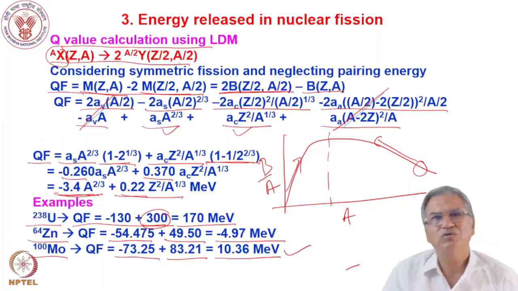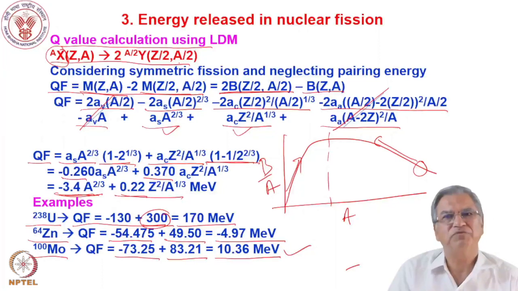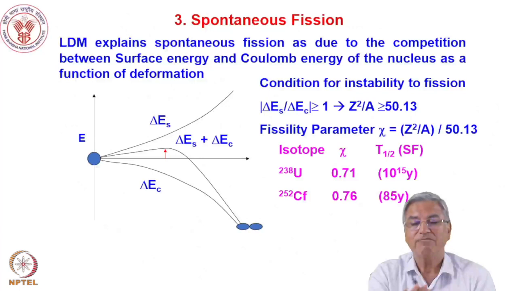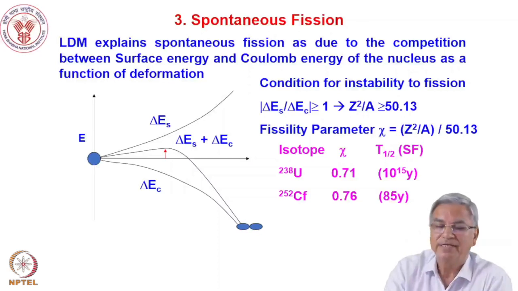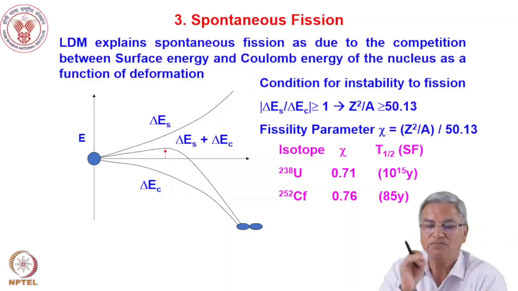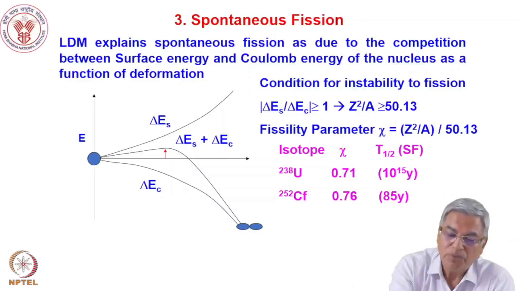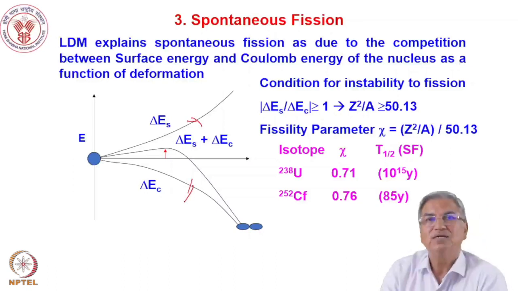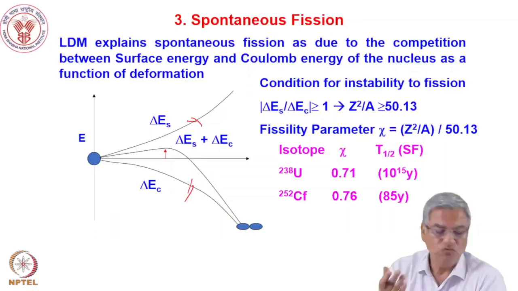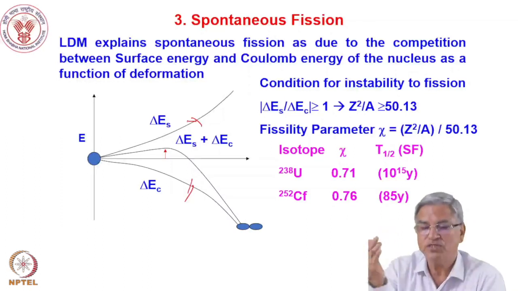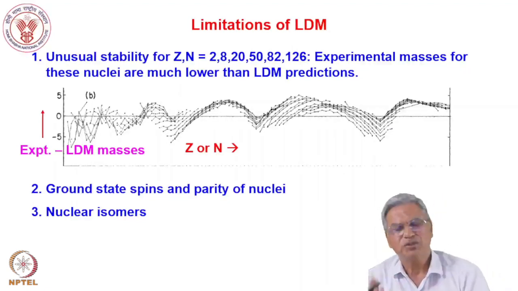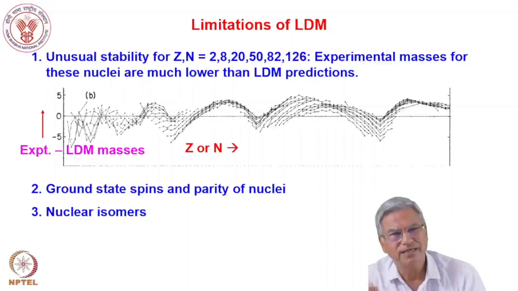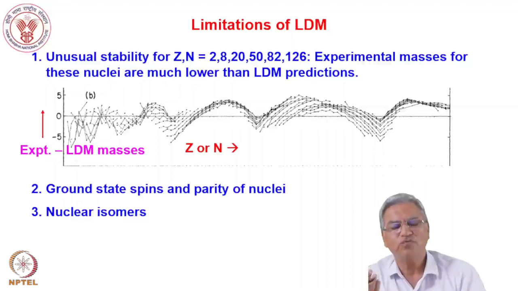That explains how the liquid drop model can explain the energetics of the nuclear fission process. We will discuss this more when we discuss nuclear fission, but the point I wanted to bring home is that the liquid drop model explains the spontaneous fission of heavy nuclei, wherein the competition between the surface energy and the Coulomb energy of a deforming nucleus is responsible for its fate towards nuclear fission. So, this we will discuss more in the subsequent lectures on nuclear fission. But right now, we will try to summarize that the liquid drop model can explain the masses of nuclei, it can explain the beta decay energetics, it can explain the energetics of nuclear fission process.